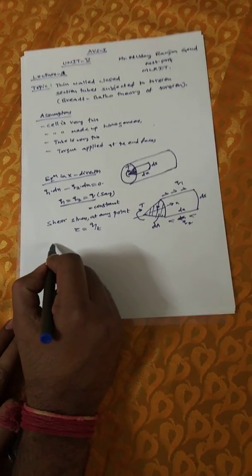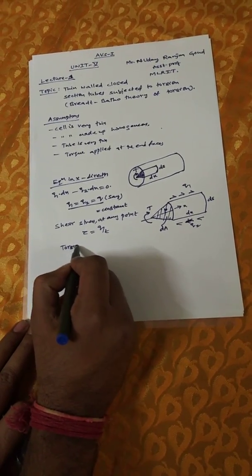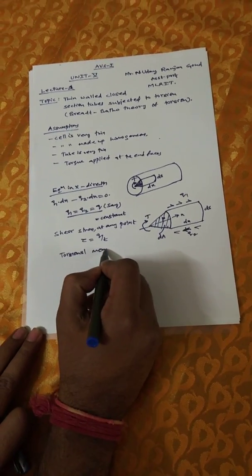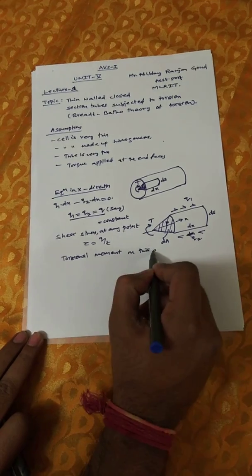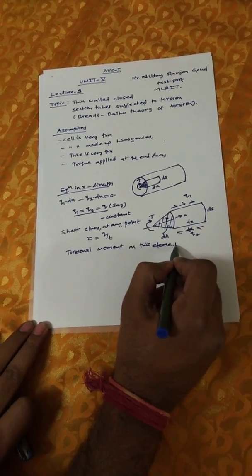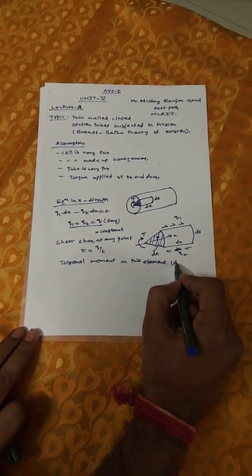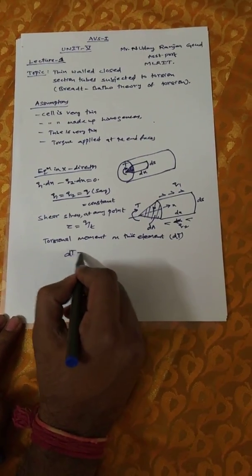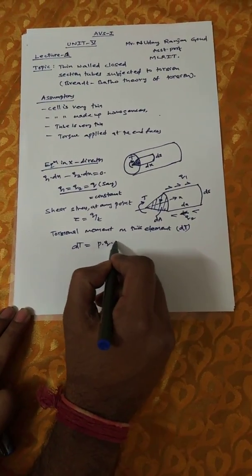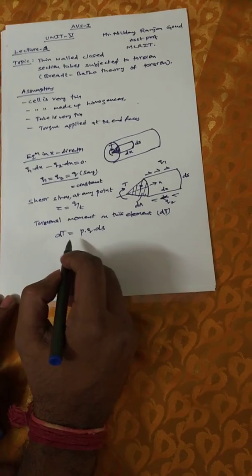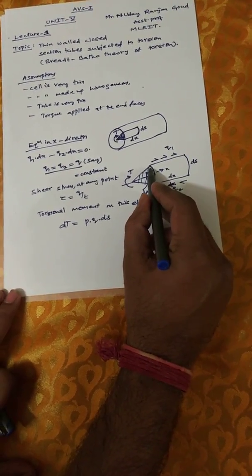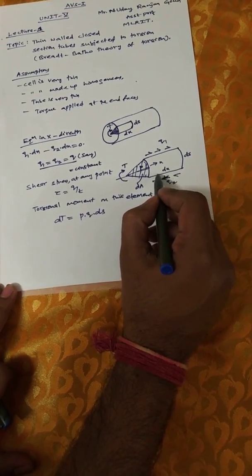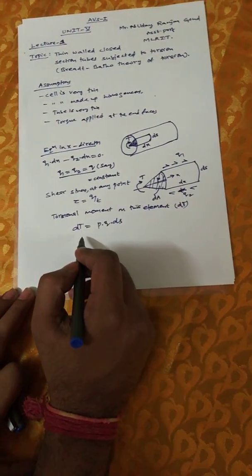Now let the torsional moment on this element, dT, be equal to p into q into ds. So this is the torsional moment. Here p is this height, q is the shear flow, and ds is the width. So this is the torsional moment of this particular element.